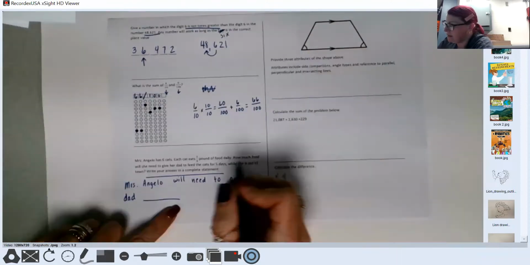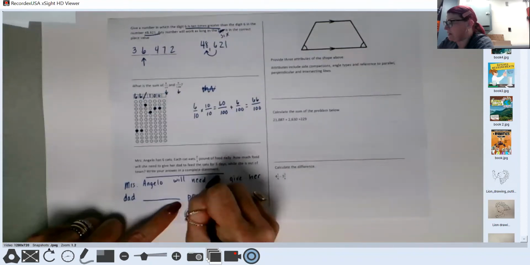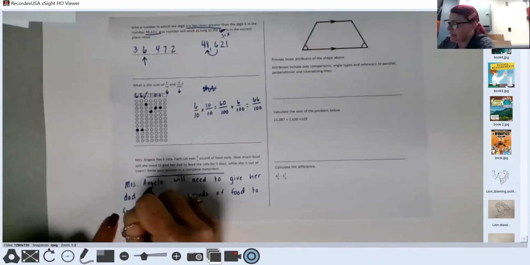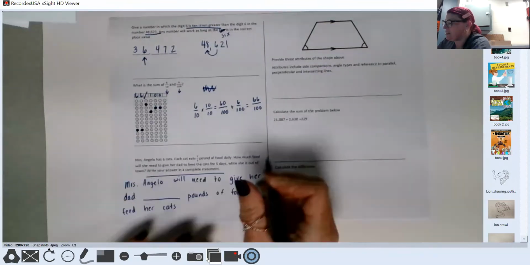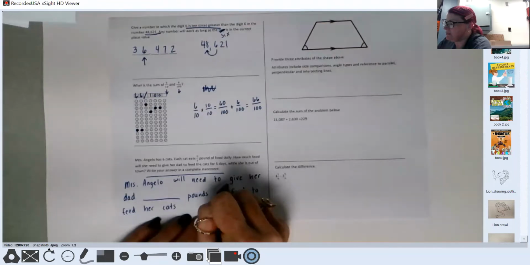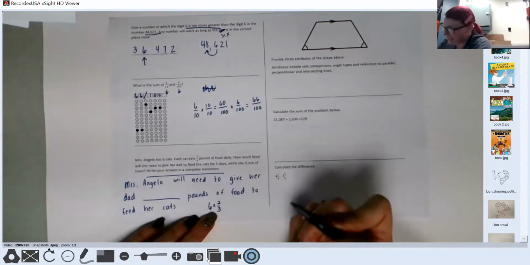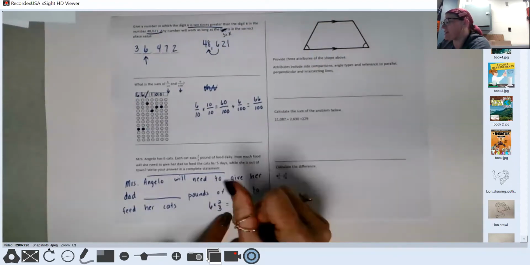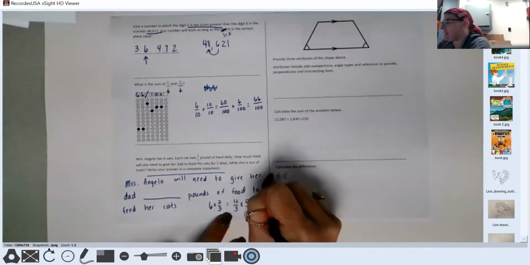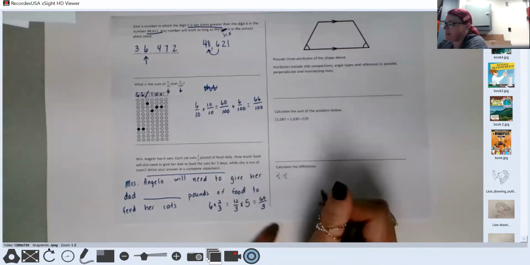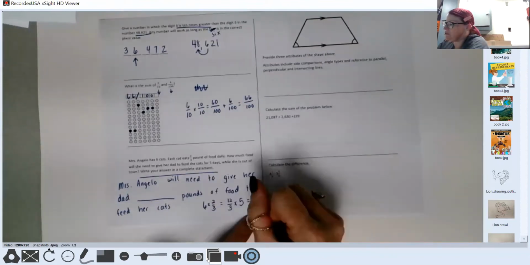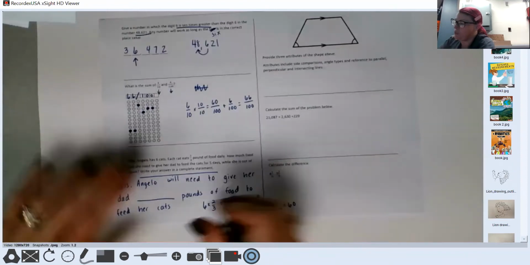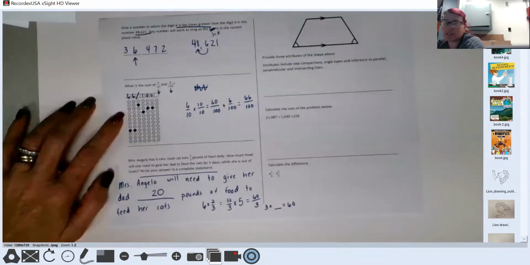Blank pounds of food to feed her cats. Now I need to figure it out. So I've got 6 times 2/3, and that tells me how much they need for 1 day. That equals 12/3. And then I need to multiply that times 5 days. That's 60/3. And now 60/3 is equal to 20 pounds, because I think what times 3 equals 60, and that's 20 pounds of food to feed her cats.